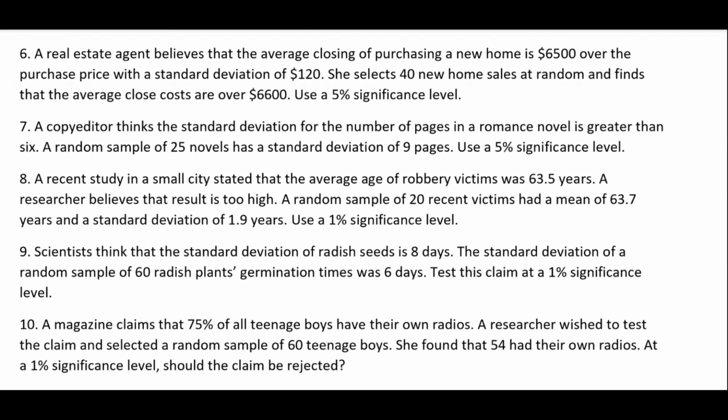All right, so now we're looking at number 7. A copy editor thinks the standard deviation for the number of pages in a romance novel is greater than 6. A random sample of 25 novels has a standard deviation of 9 pages. Use a 5% significance level. All right, so here we're talking about a claim belonging to the standard deviation. So it says the editor thinks, so that's our claim, that the standard deviation, which we call sigma, lowercase sigma, for the number of pages is greater than 6. All right, so that's our claim right there.